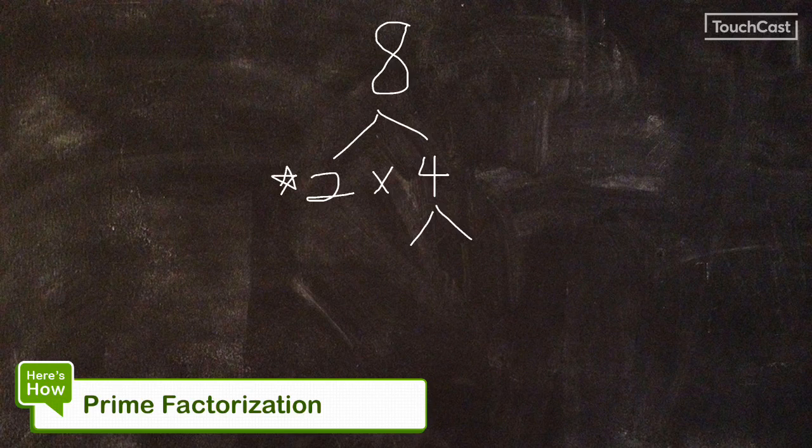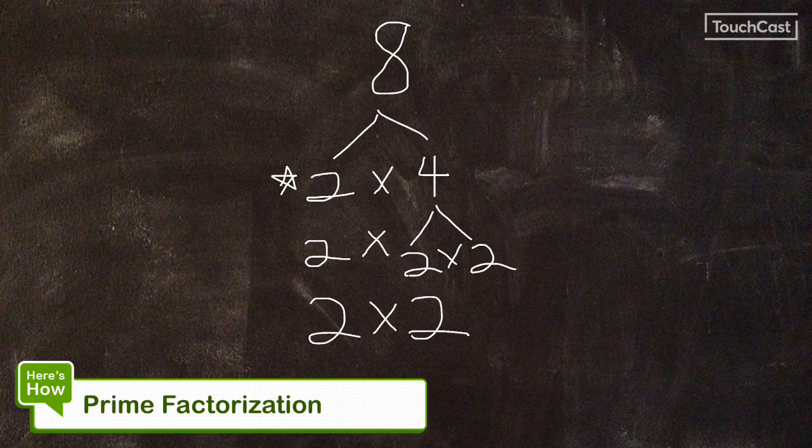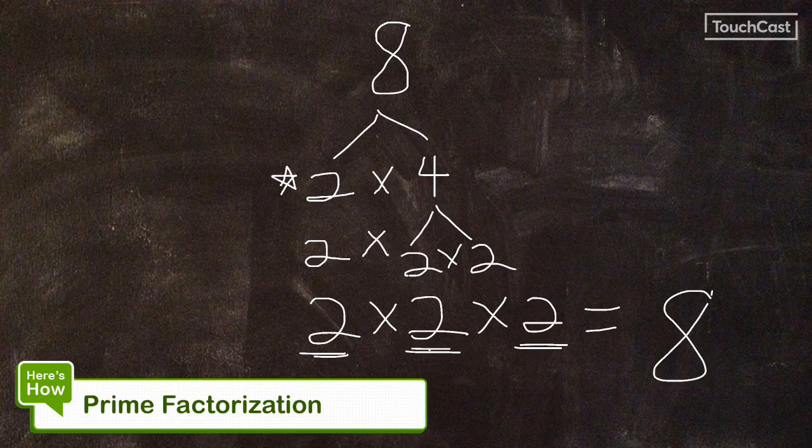So I could bring my 2 on down because that's already prime, and I can split my 4 into 2 times 2. And I know it got kind of wonky there, so I'm going to rewrite it down here. So now I have 2 times 2 times 2. And 2 times 2 is 4, and 4 times 2 is 8. So the prime factorization of 8 is 2 times 2 times 2.